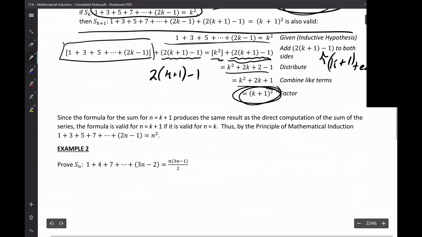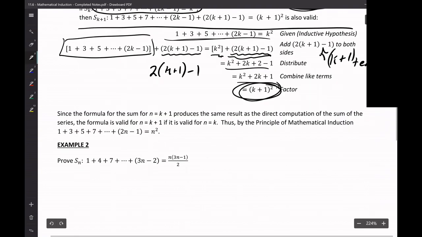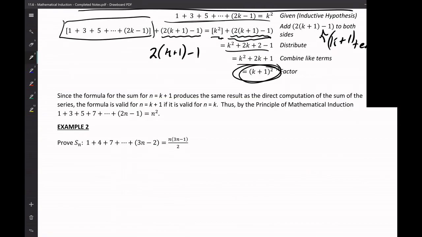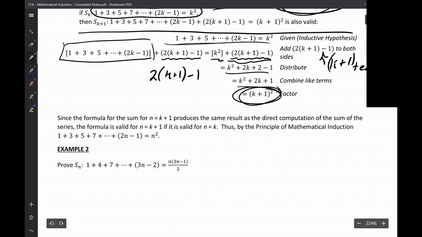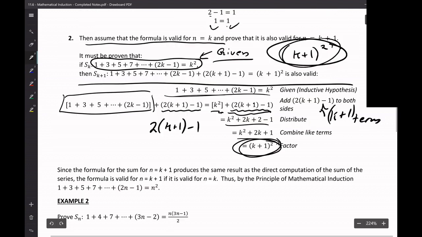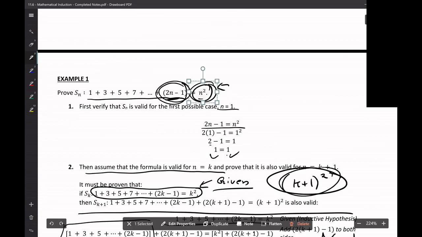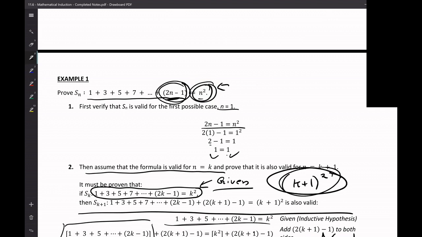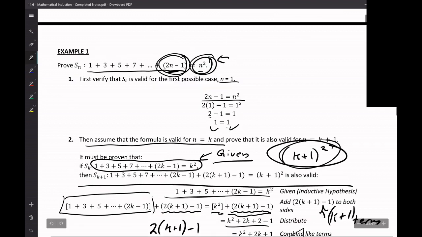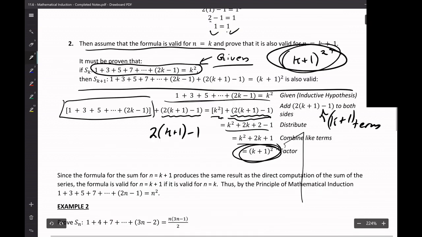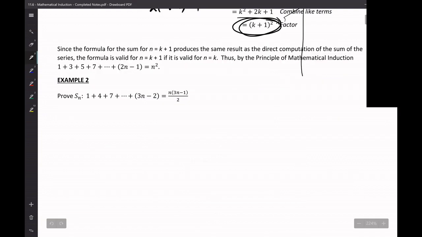So since the formula for the sum n equals k produces the same result as the direct computation of the sum, because when we added this thing to both sides and did the manipulation, we got this, which is the same thing as if we had plugged k plus 1 in for n up here, then it's the same thing. Okay, that means it's true. That means proof by induction worked, and that means we've proved it for every single value of n, past, present, and in the future.